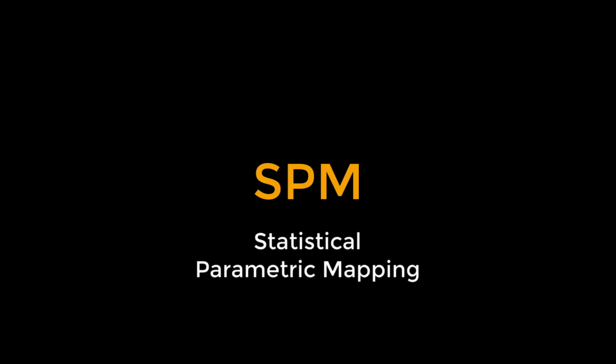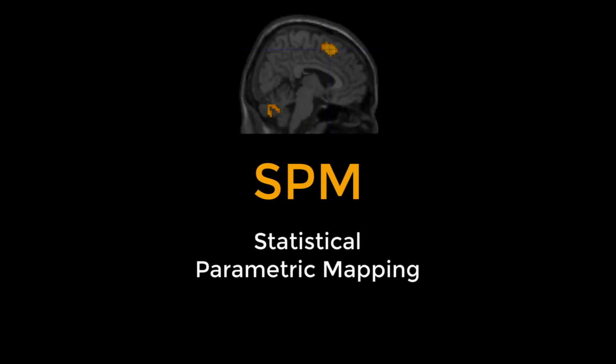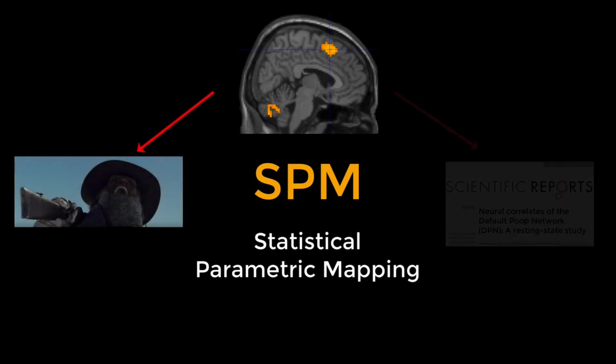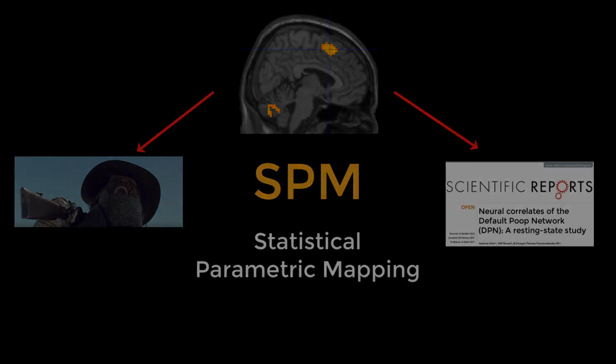Our fMRI tutorial series concludes with the last major software package, SPM. SPM stands for Statistical Parametric Mapping, which is the method of mapping your imaging results onto a brain. The finished product looks like those images you see in magazines that show you what is activated when watching a movie, or what part of the brain lights up when you take a poop.